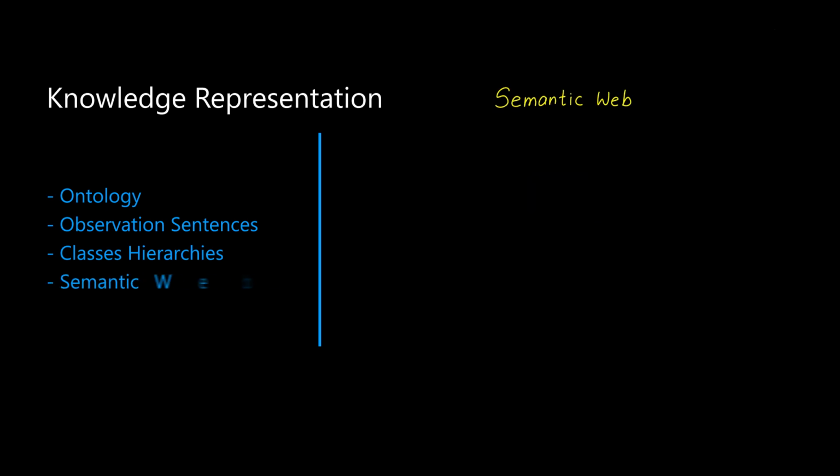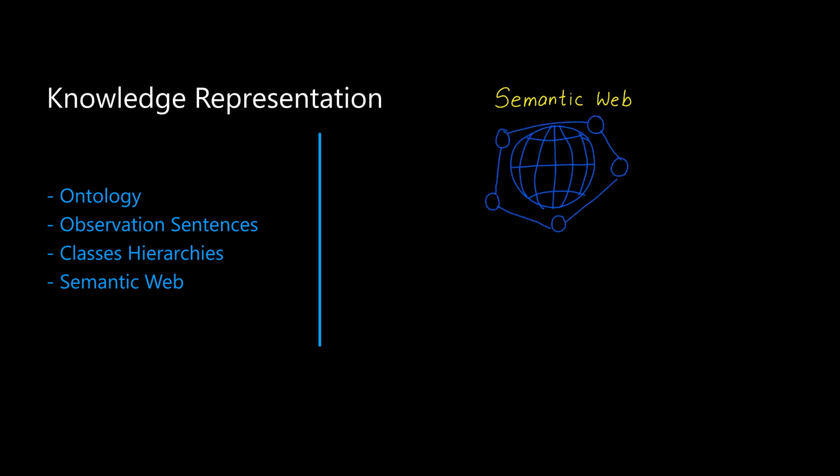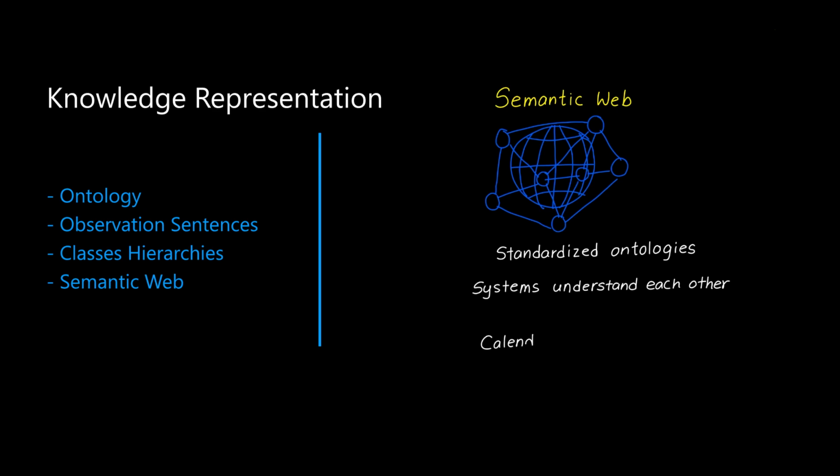The semantic web extends these ideas to the internet. It enables data sharing through standardized ontologies so different systems can understand each other's data. When your calendar and email automatically coordinate meeting times, they're using shared ontologies to communicate.